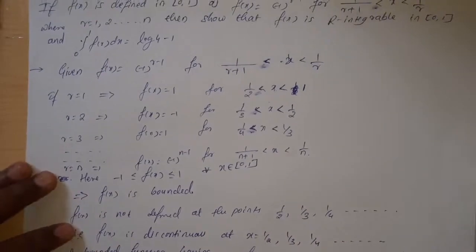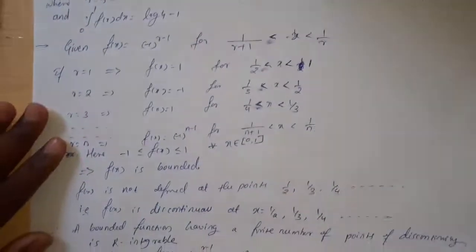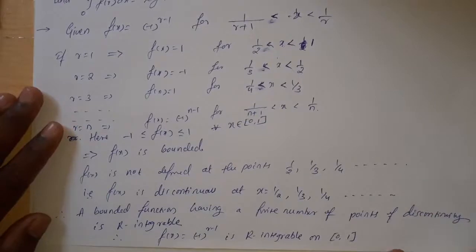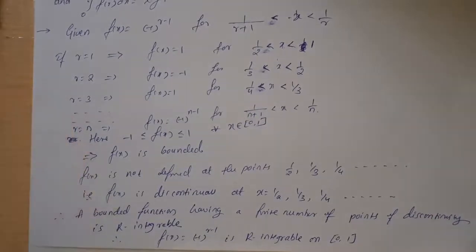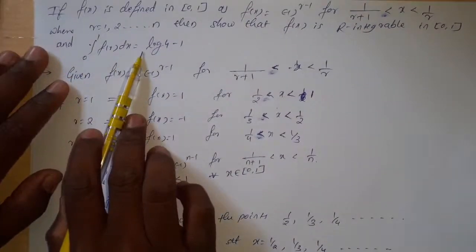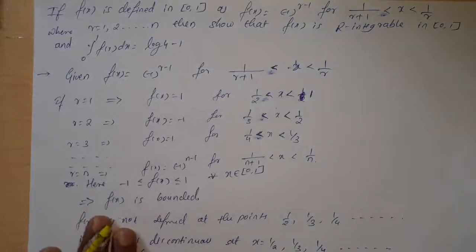Here we need to show that f of x is R integrable. We have proved that f of x is Riemann integrable on the closed interval [0, 1]. And next we need to show that the integral from 0 to 1 of f of x dx is equal to log 4 minus 1. So, let us prove that one.